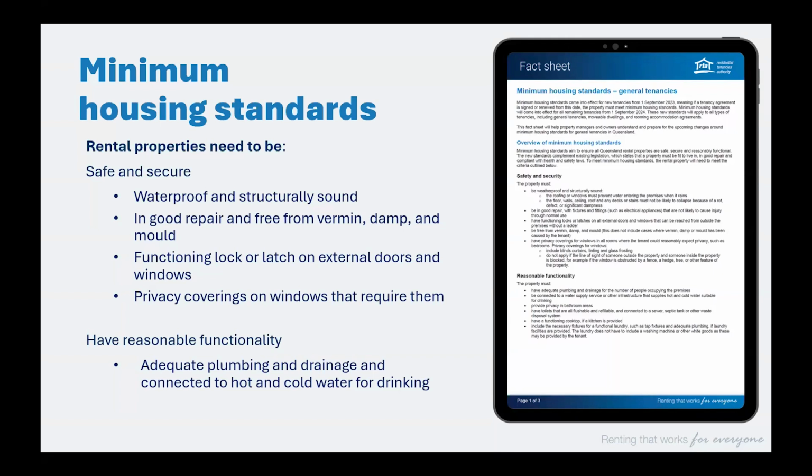And the other thing here is in relation to window coverings for privacy. These are required on windows where the tenant would reasonably expect privacy, such as bedrooms or bathrooms. If these windows are blocked from an outside view by a fence or a hedge or something similar, then privacy coverings may not be required on those windows.